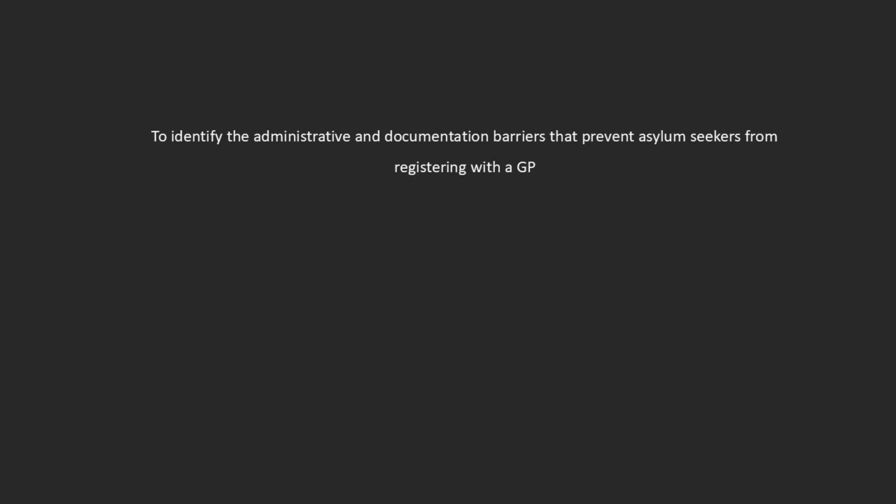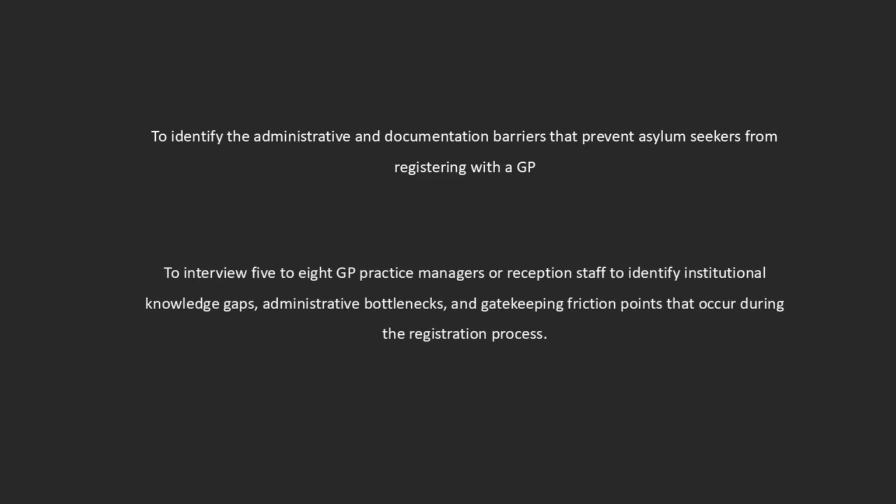The second thing, and this is related, is the practice of embedding research methods into your objectives. The research objectives are the specific steps the study will take to fulfill its aim. While some institutions encourage this quite literally, asking students to demonstrate the measurability of their objectives or the steps of the research. So instead of writing to identify administrative and documentation barriers that prevent asylum seekers from registering for GP, they would write an objective like, to interview 5 to 8 GP practice managers or reception staff to identify institutional knowledge gaps, administrative bottlenecks, and gatekeeping friction points that occur during the registration process.